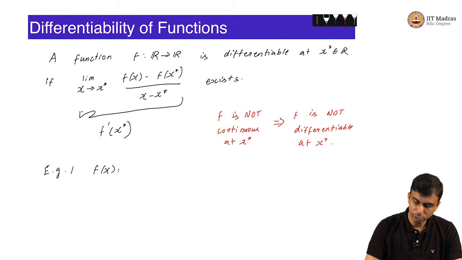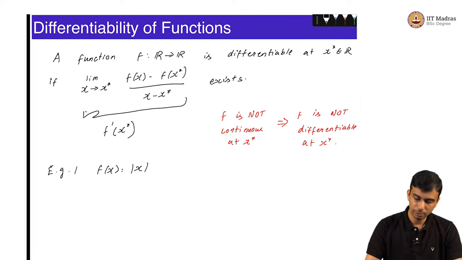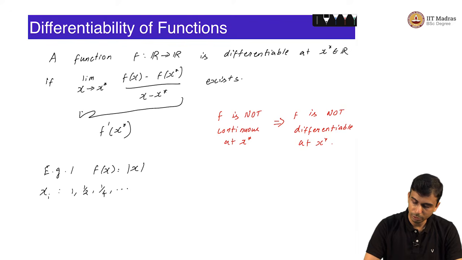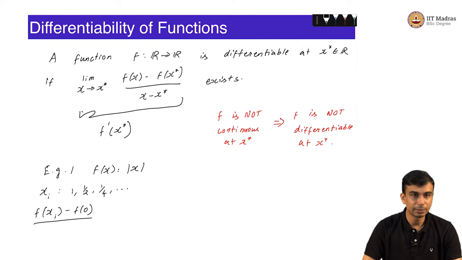f of x is equal to the absolute value of x. So, it is from real to real. Here is the argument to show that this is not differentiable at x star equal to 0. I will give two sequences. xi is 1, half, 1 by 4, and so on. This sequence converges to 0. What can you say about f of xi minus f of 0 by xi minus 0, which is simply |xi| by xi?